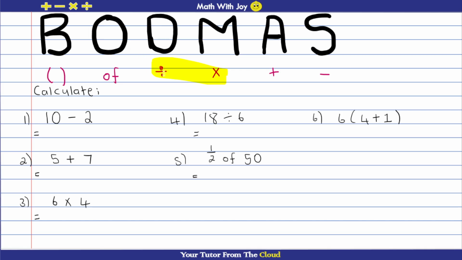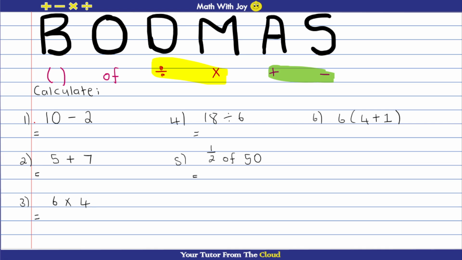So if you only have division and multiplication, you can complete your sum from left to right, or you can complete it in any order. If your sum only has addition and subtraction, you can complete it from left to right or in any order. But you have to understand what you're doing. So let's just practice the order of operations, and then we can practice more questions on it.